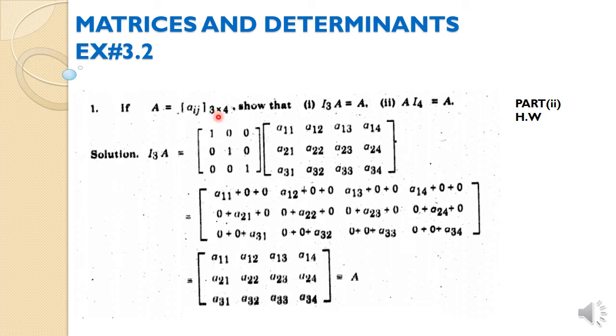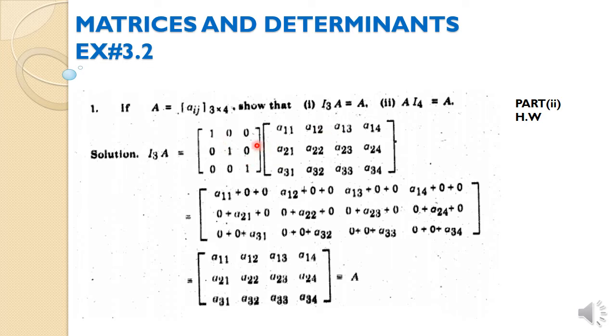And what is the matrix A of order 3 by 4? So we have to write it in general form. It means A11, A12, A13, A14. And similarly for the second row: second row first column A21, then A22, then A23, then A24. And then similarly the third row: third row first column, third row second column, third row third column, and third row fourth column.